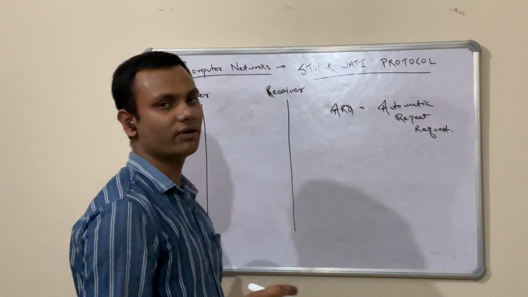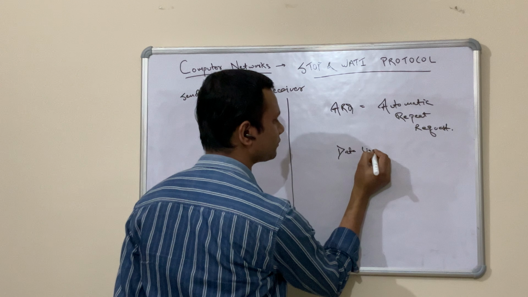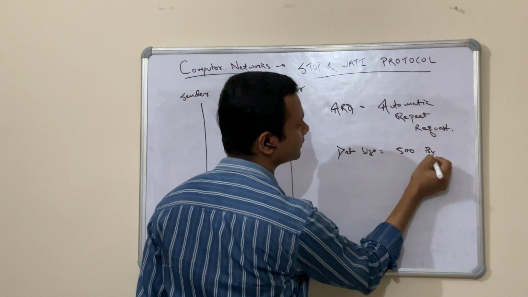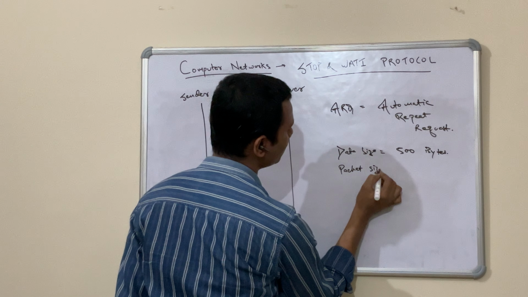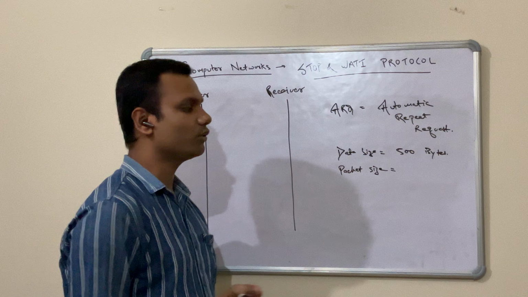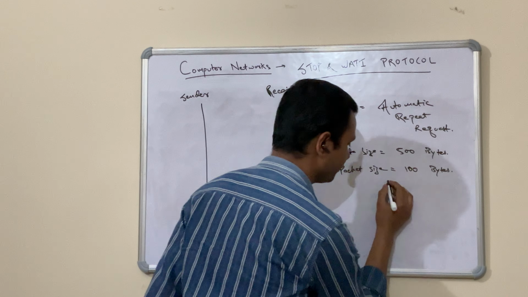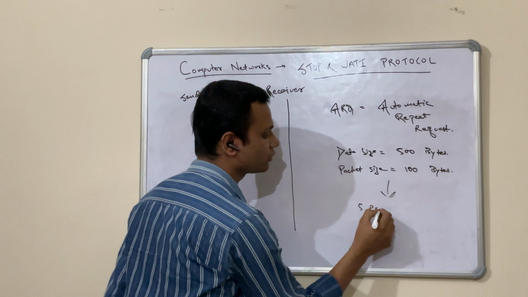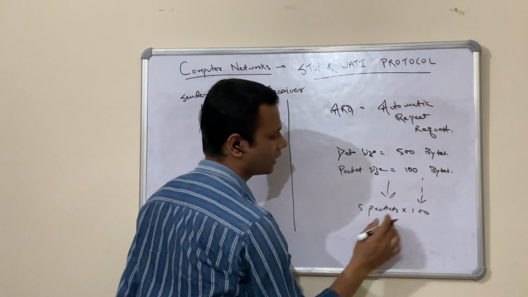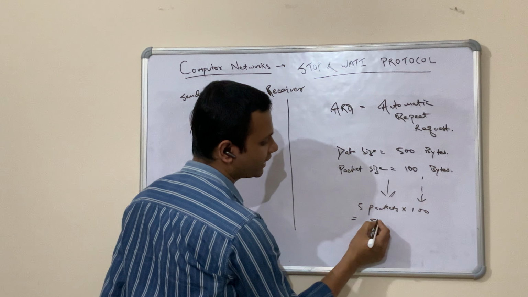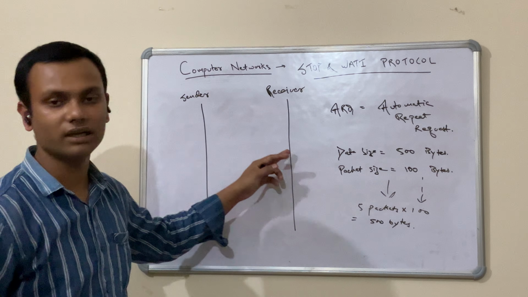So let's say our data size is 500 bytes. And our packet size is, we have decided to send only 100 bytes each. So we will be requiring 5 packets total, 100 bytes each. So finally 500 bytes of data will be sent from the sender to the receiver side.